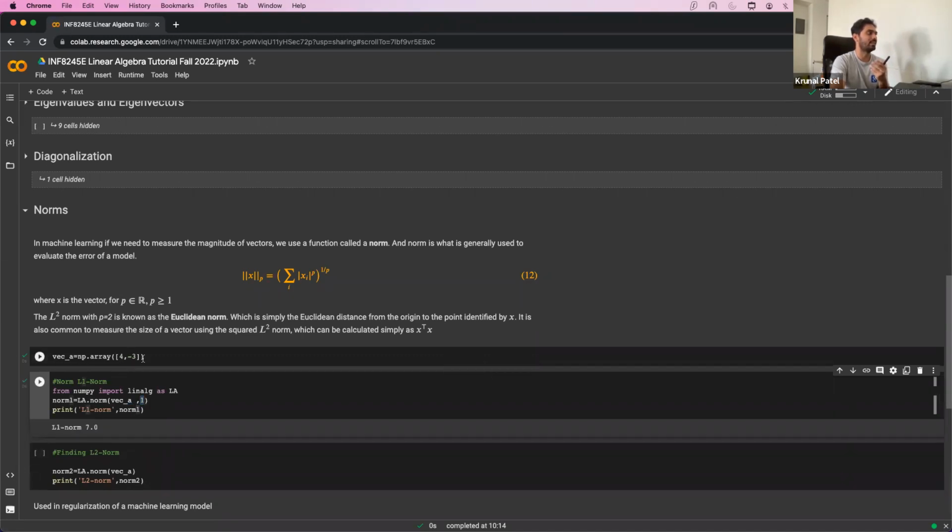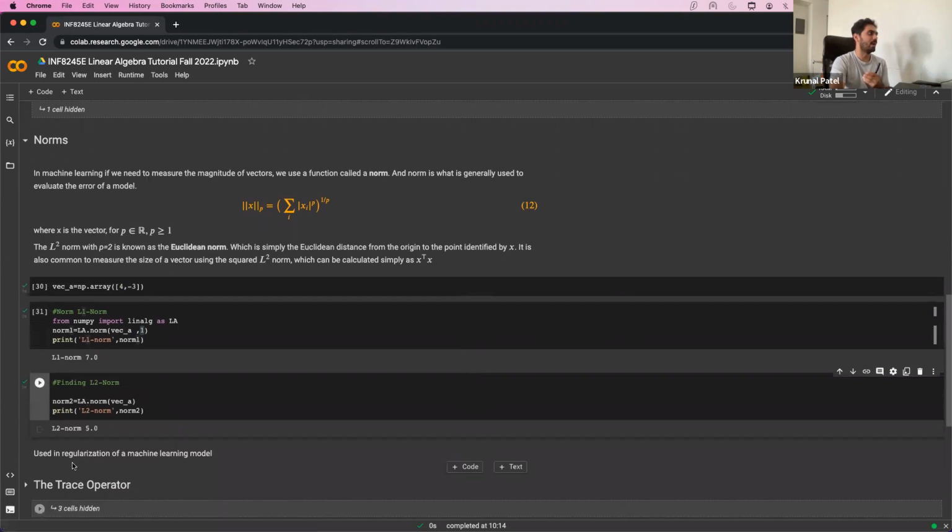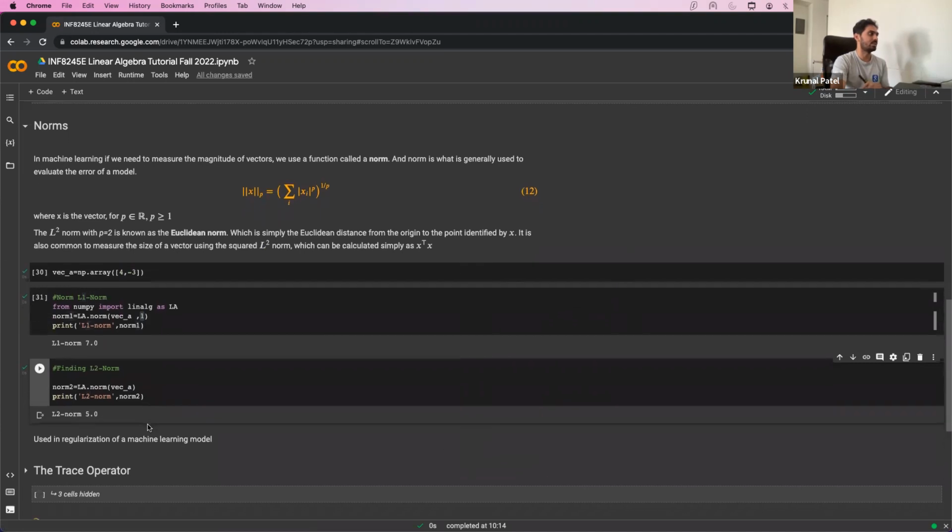So it is 4 and 3. Just add up these absolute values, that is 7. And the L2 norm will be 5, right? So it's very easy to see.